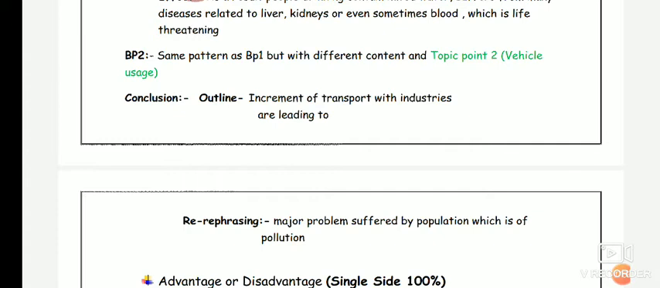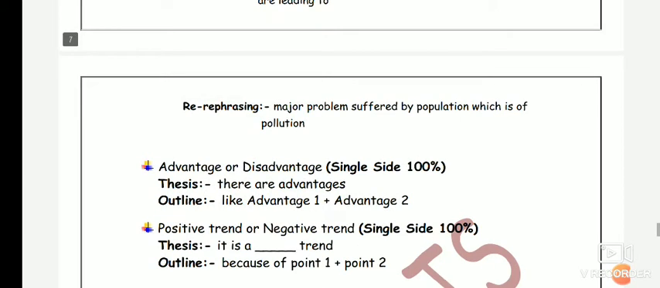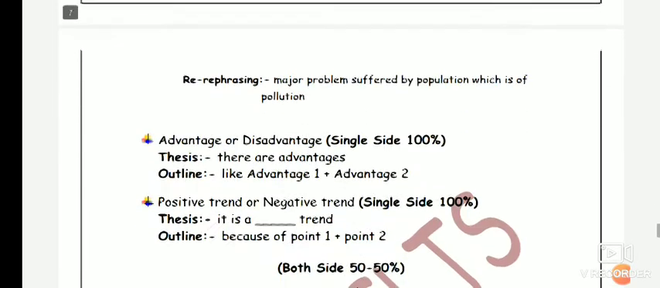Now coming to the other type, again they could be asking about the advantage or disadvantage. The thesis line is that there are different advantages like this and this, or if you are going to the disadvantage side, you can describe the different disadvantages are this and this. Okay, so basically there I have written a single side which is 100%, and you can imagine that you have to write only on the one side. If you have points regarding the advantage, then you will be writing both BP1 and BP2 for advantages. If it is the disadvantage, then you have to write both BP1 and BP2 for the disadvantage. Okay, it is a kind of a 100% essay. Same with agree and disagree also.